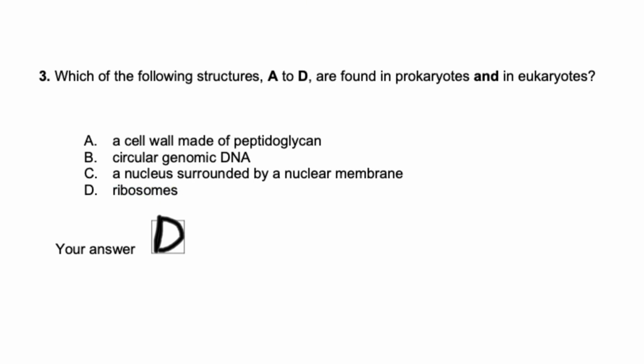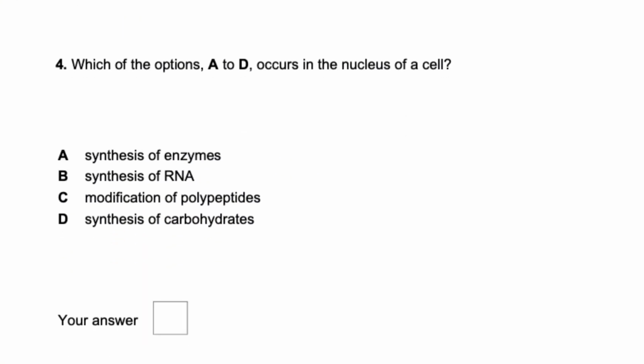eukaryotes contain ribosomes. This question says, which of the options A to D occur in the nucleus of a cell? A. Synthesis of enzymes. B. Synthesis of RNA. C. Modification of peptides. D. Synthesis of carbohydrates.